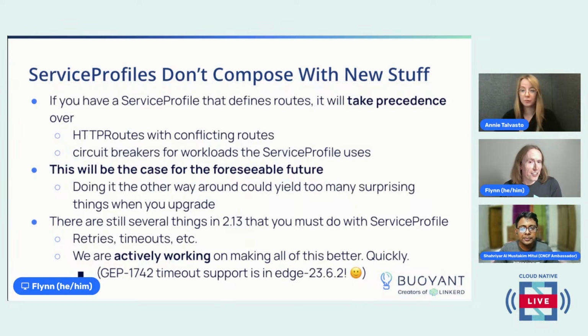We actually just, like yesterday, I think it was, released Edge 23.6.2, which includes support for GEP 1742 timeouts, which is a way of adding timeouts into HTTP routes. So this is getting better quickly. But for the moment, yes, there are still going to be things that you must do with service profiles and that you will not be able to do with HTTP routes, and I apologize for that.